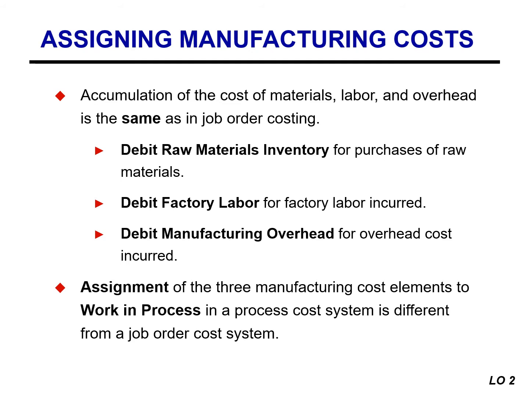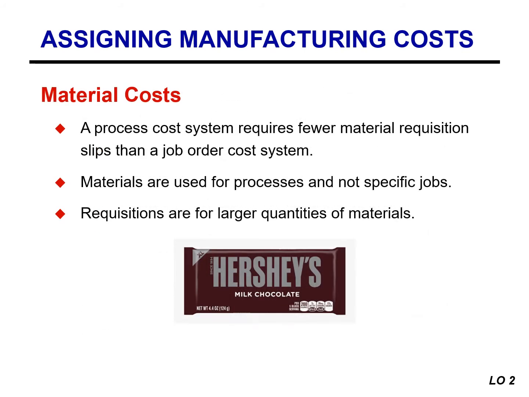Let's look at how companies assign the manufacturing cost elements in a process cost system. All raw materials issued for production are a materials cost to the producing department. A process cost system may also use material requisition slips, but it generally requires fewer requisitions than in a job order cost system. The materials are used for processes rather than for specific jobs. At the beginning of the process, a company usually adds most of the materials needed for production. However, other materials may be added at various points.